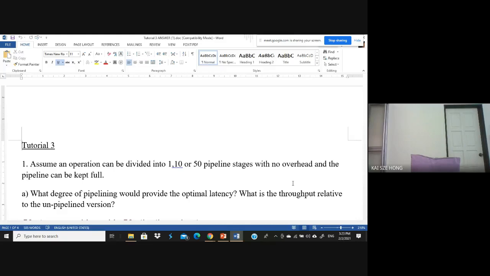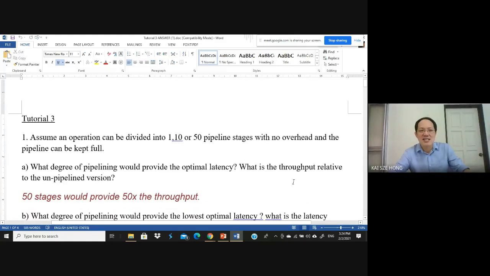So most of you selected 50. So let me show you the answer. Which one should give you the optimal, means the best? Optimal means best. Best latency means best speed. Okay, the answer is 50 stages of the pipeline will provide 50x the throughput.